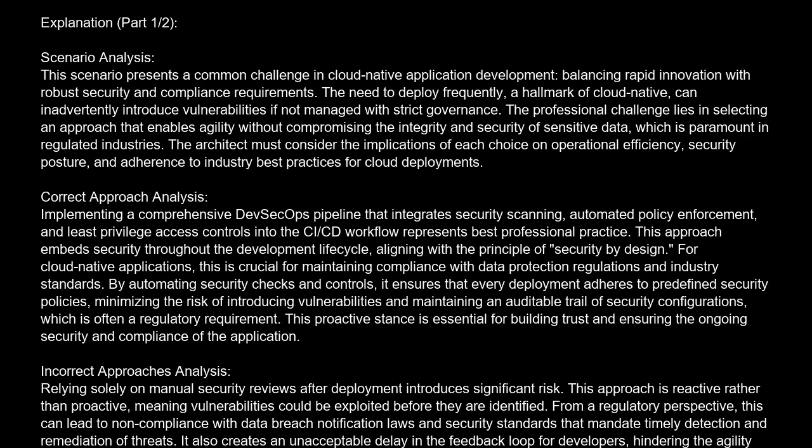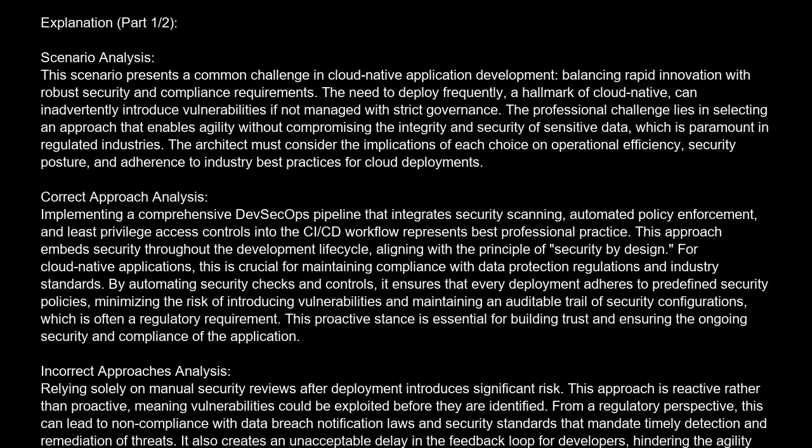Explanation: Scenario analysis. This scenario presents a common challenge in cloud-native application development, balancing rapid innovation with robust security and compliance requirements. The need to deploy frequently, a hallmark of cloud-native, can inadvertently introduce vulnerabilities if not managed with strict governance. The professional challenge lies in selecting an approach that enables agility without compromising the integrity and security of sensitive data, which is paramount in regulated industries. The architect must consider the implications of each choice on operational efficiency, security posture, and adherence to industry best practices for cloud deployments.